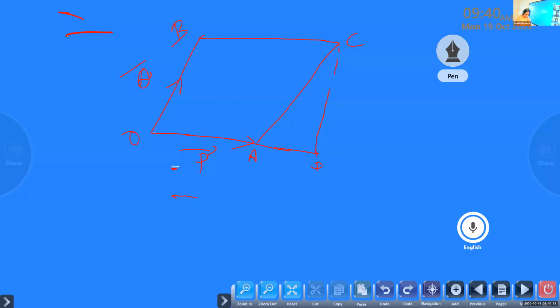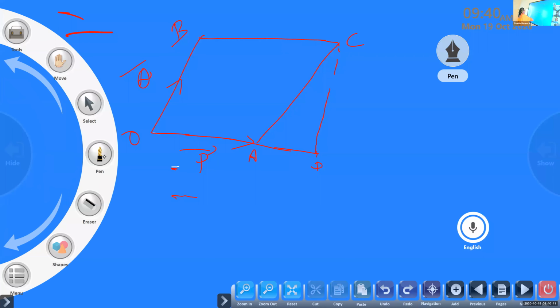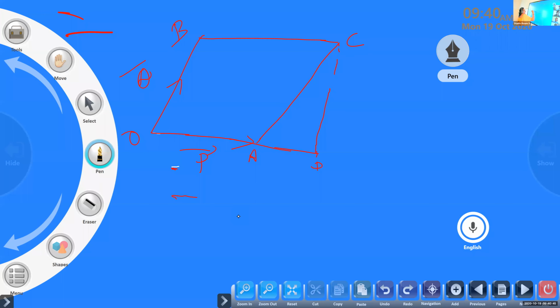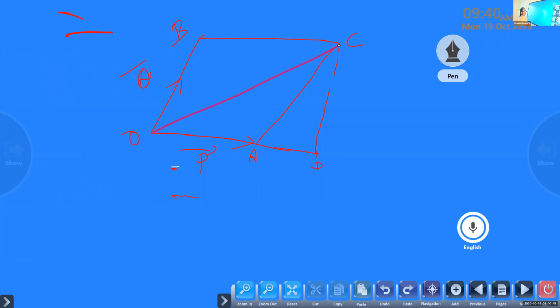And here, draw the diagonal. Draw the diagonal here. There you write resultant vector R is equal to vector P plus Q. So our diagram is completed.